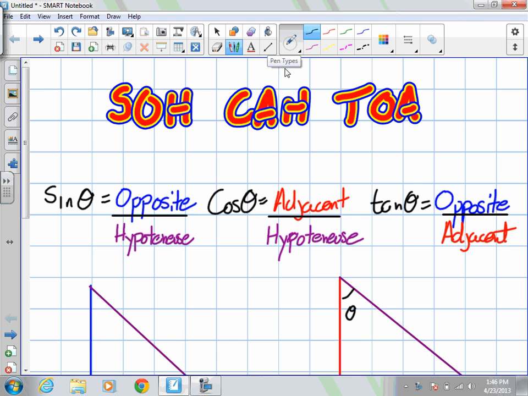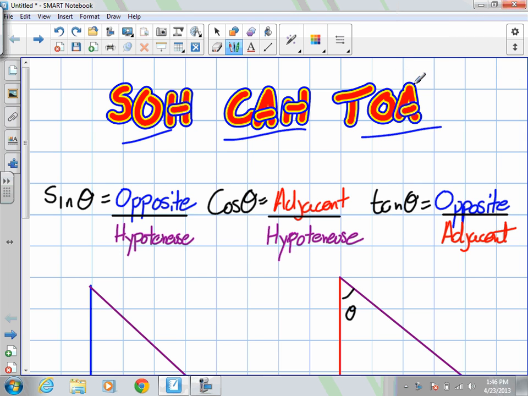Okay. We're going over SOH CAH TOA, which are the primary trig ratios. We'll quickly talk about them here. The very first one we're going to look at is sine theta. Theta stands for an unknown angle. The reason they call it so is sine theta is equal to opposite divided by the hypotenuse. So for SOH, that would be sine, opposite over hypotenuse.